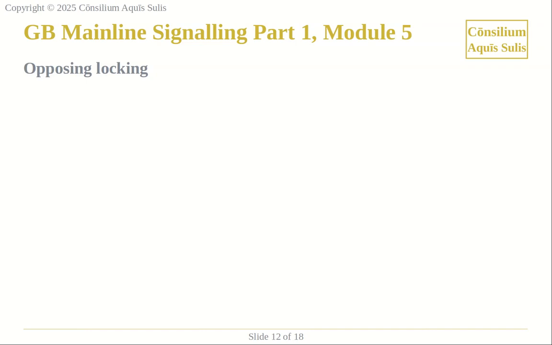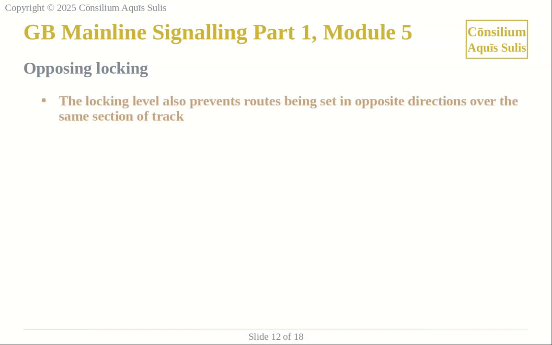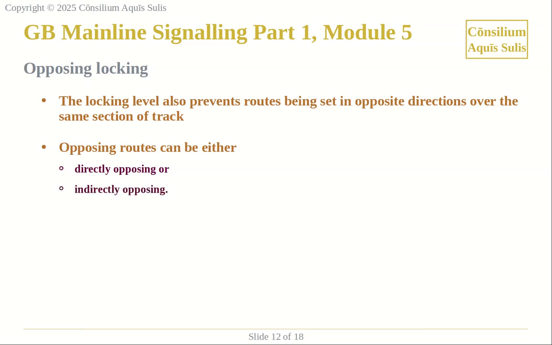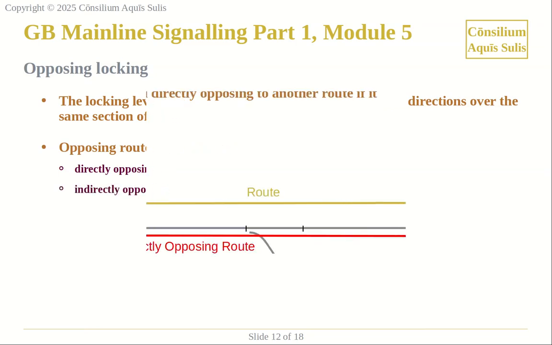The locking level also prevents opposing locking, usually. That is to say, routes being set in the opposite direction over the same piece of track. And there are two types of opposing routes, called directly opposing and indirectly opposing. We're going to see the difference in the next couple of slides.